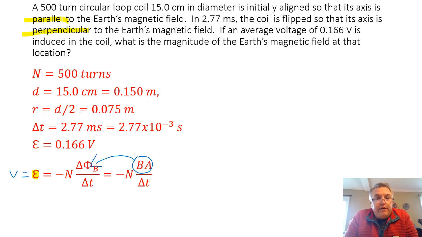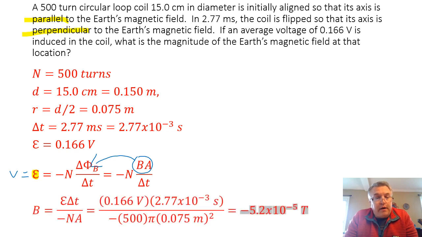I want to solve this equation for the magnetic field. So when I do that, I'm going to end up with B is equal to epsilon times delta t divided by the negative of the number of loops of the coil times the area. Now I'm plugging my known values into that equation.